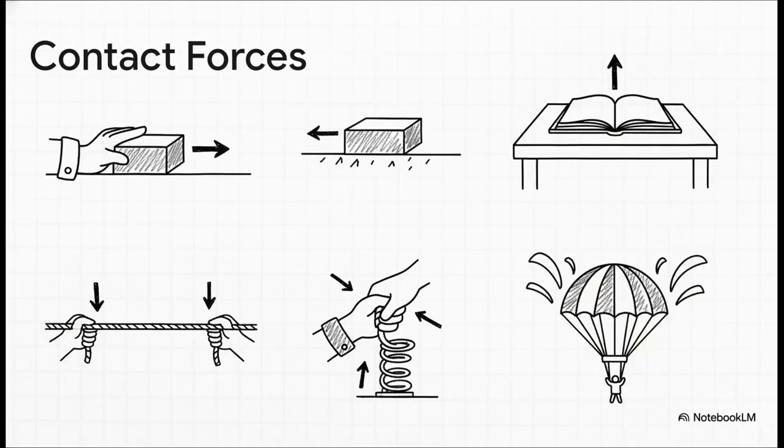Let's quickly break down these contact forces. We've got applied force, which is just your direct, everyday push or pull. Then there's friction, that stubborn force opposing the sliding motion of surfaces. We also have normal force, which we'll actually look at closer in just a second. Tension is the pulling force transmitted right through a taut rope. Spring force, well, that comes from a compressed or stretched spring. And finally, air resistance or drag, where the air is physically pushing back against a moving object.